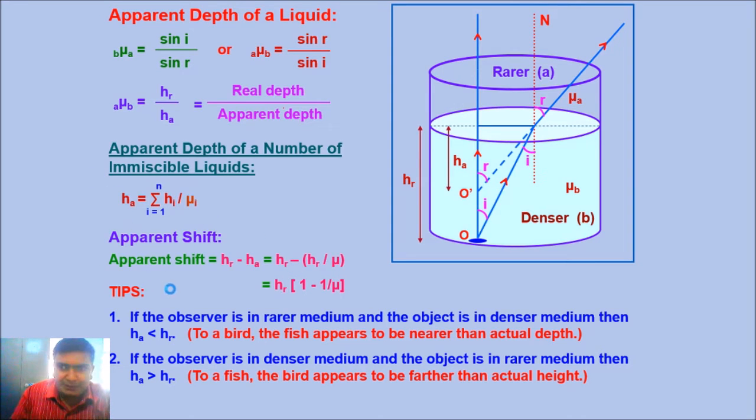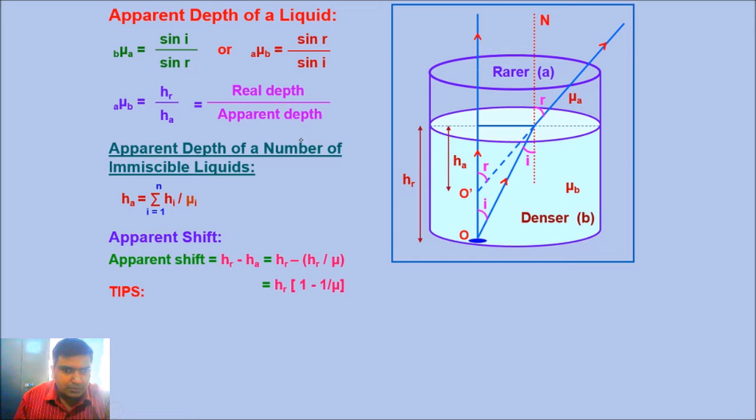Here are some tips for you. If the observer is in the rarer medium and the object is in the denser medium, then the real depth is greater than the apparent depth. And if the observer is in the denser medium and the object is in the rarer medium, in that case the apparent depth is greater than the real depth.